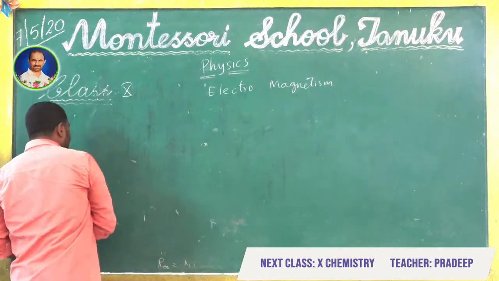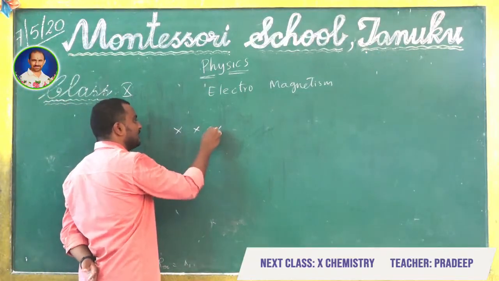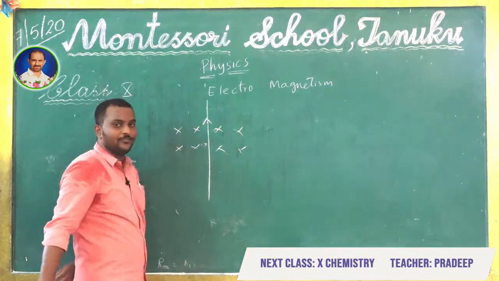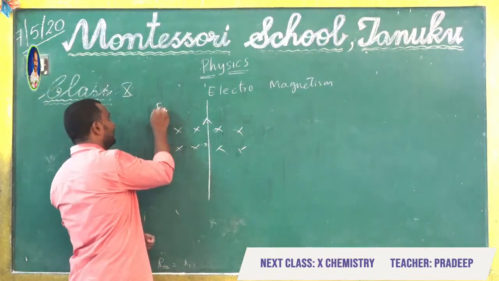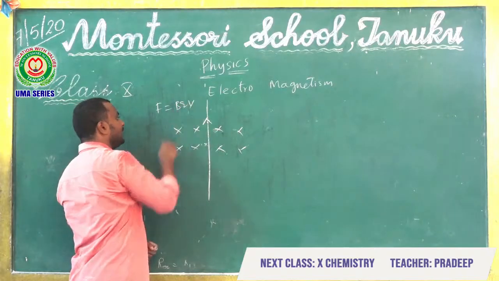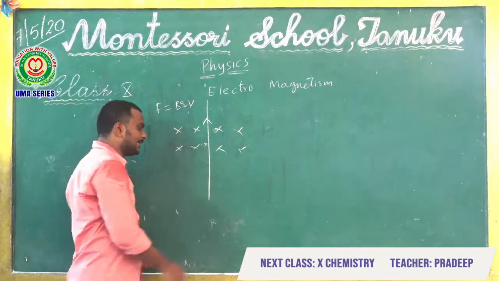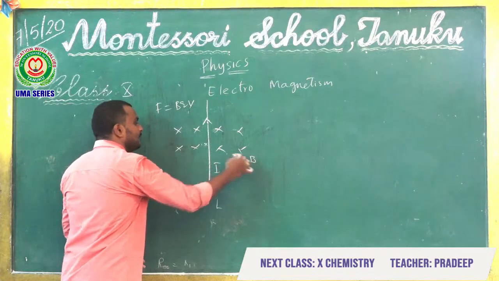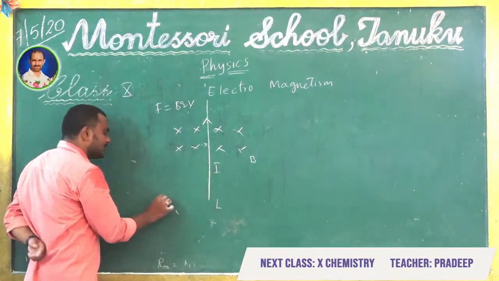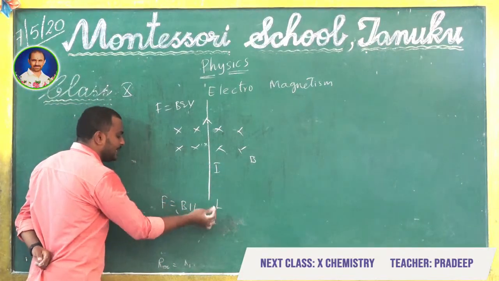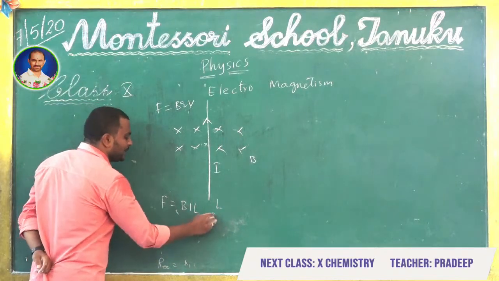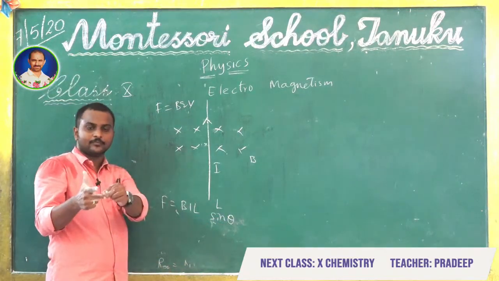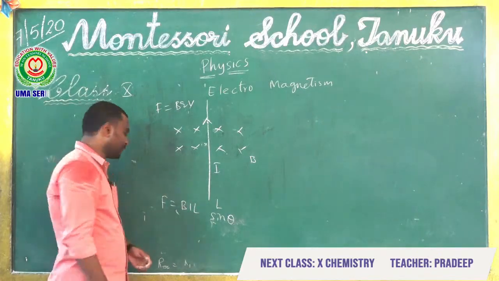Next, what happens if infinite charges are moving in the conductor? For one charge, the magnetic force is equal to BQV. For infinite charges, that means a conductor of length L carrying current I is placed in a magnetic field B, then the magnetic force is F is equal to BIL. If it is not perpendicular, it is BIL sin theta, where theta is the angle between the magnetic field and the current.